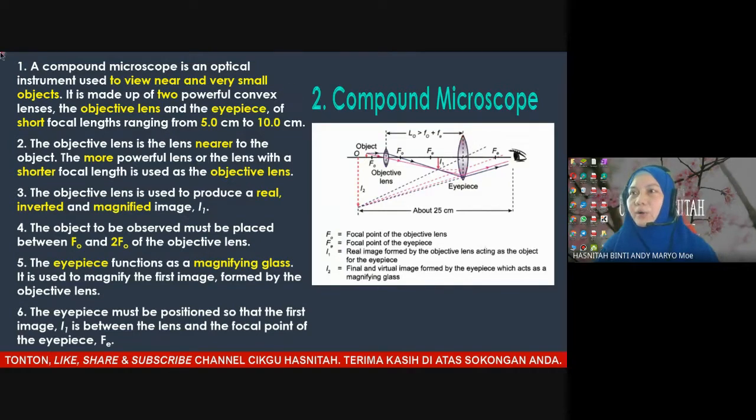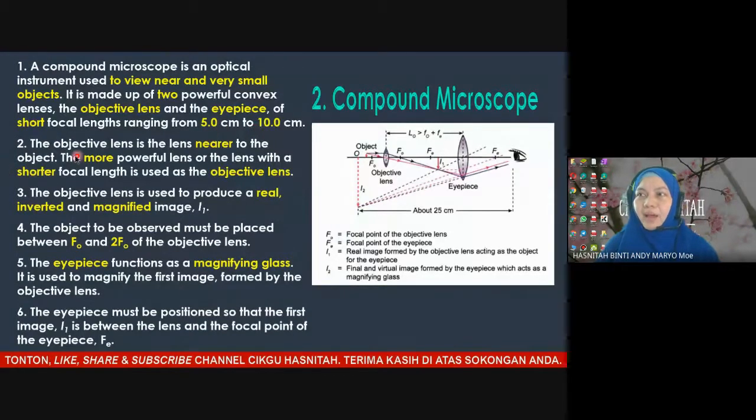All right. From number 1 to number 6, if you read through, compound microscope is an optical instrument used to view near and very small objects. Very small means a tiny object such as microorganism. And it is made up of two powerful convex lenses. Both lenses are powerful, which means they have a short focal length. The objective lens and the eyepiece have short focal lengths ranging from 5 to 10 centimeters. So this is the range of the focal length, very short, 5 to 10 cm.